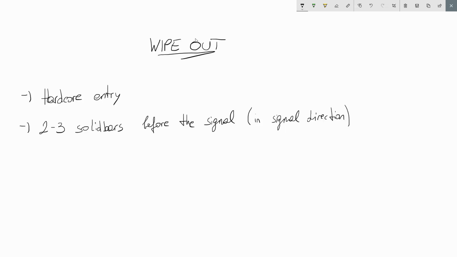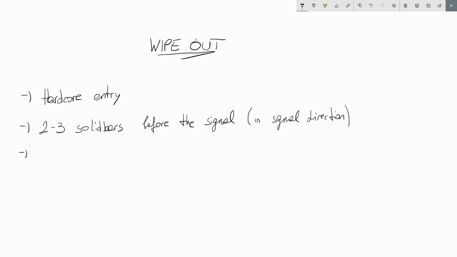That means we need a strong movement before the signal can occur, because what we want to do with the WipeOut is get into a strong movement with a very high position size, and this is how we can achieve these high position sizes.